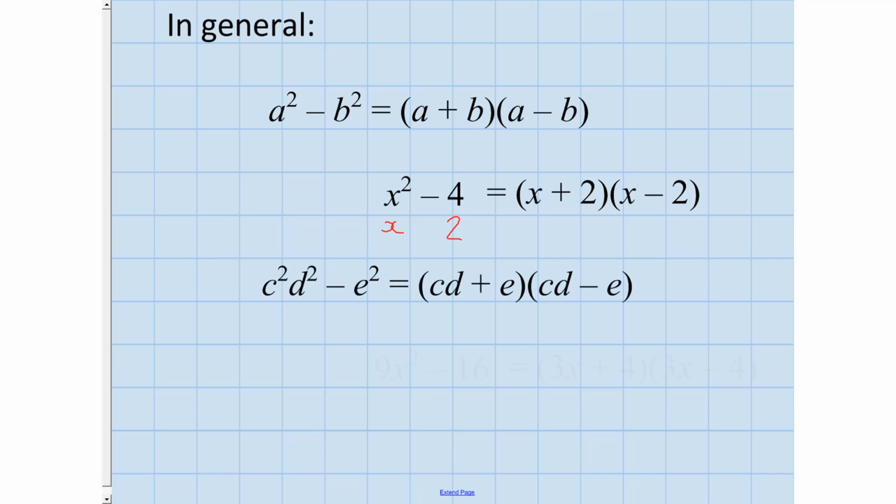You can extend that rule. So if the first term is something squared and something squared minus something else squared, so c squared d squared minus e squared, it's the same idea, cd plus e and cd minus e. So if we want what was on that slide a second ago, we had 9x squared minus 16. Now 9x squared, well, 9 is 3 squared, and x squared is x squared. And ignore the minus, 16 is 4 squared. So we're going to have two brackets, one with 3x and plus 4, and one with 3x and minus 4.